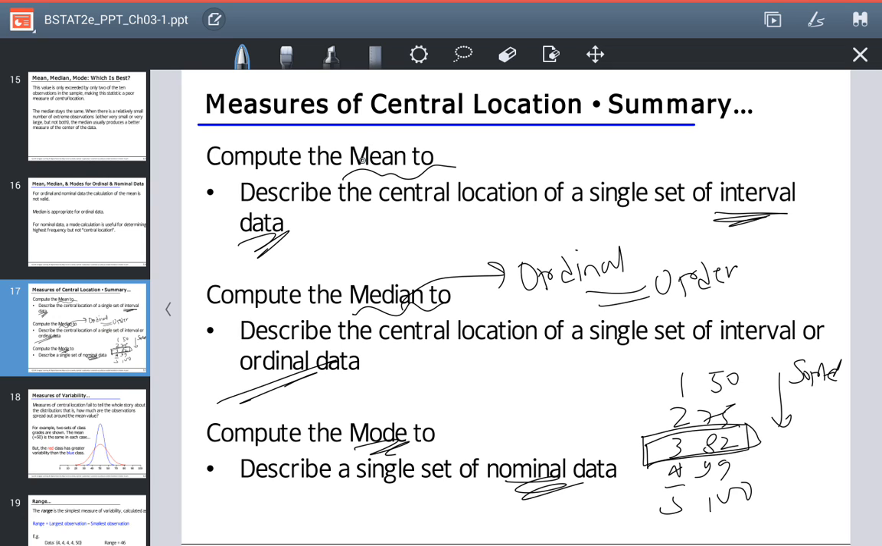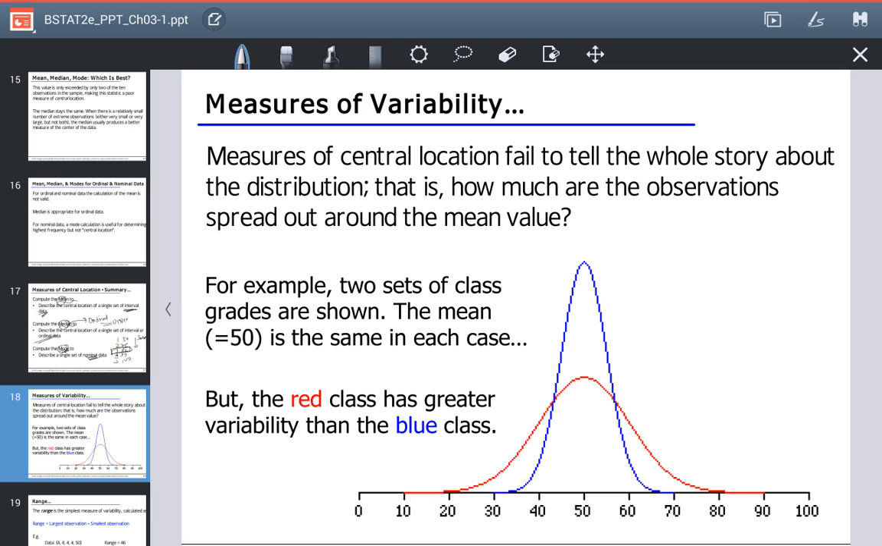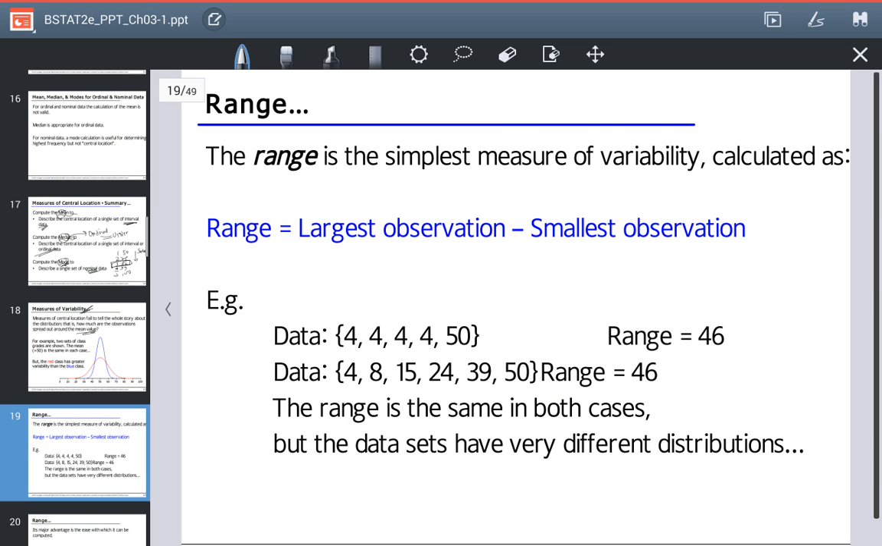So sometimes just telling you mean, median, and mode might not be sufficient. You also might want to see what the spread of the data is. If you're interested in the spread around the mean value, you are usually interested in measures of variability. One quick, naive measure of variability will be the range. Range is nothing but the largest minus the smallest observation. So in these two data sets, the largest is 50 and the smallest is 4. So this range is 46.